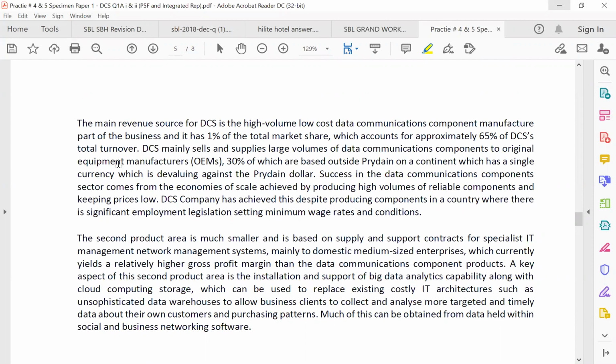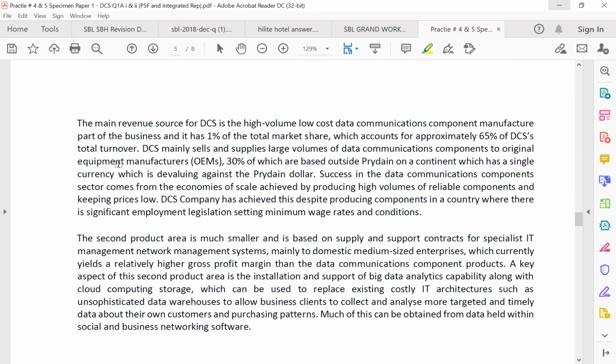Oh my god. The main revenue stream only has 1% of the total market share. So the DCS company does not have a good market share in regard to data communication components, which account for approximately 65%. So 1% of the total economy's market share of data communication is being catered by the DCS company, and that 1% represents 65% of the total DCS turnover. So it's a very small company. It's not a big company, right?